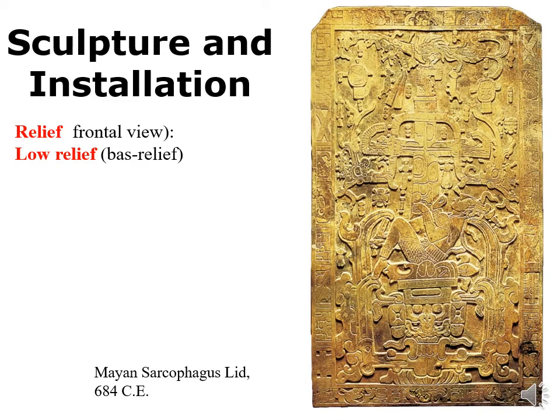In this case, one of the Mayan kings, the sarcophagus lid that was found in his burial chamber. So to create the image, they just carved down an inch or so into the surface, to bring out an image. So it's very similar to 2D pieces.